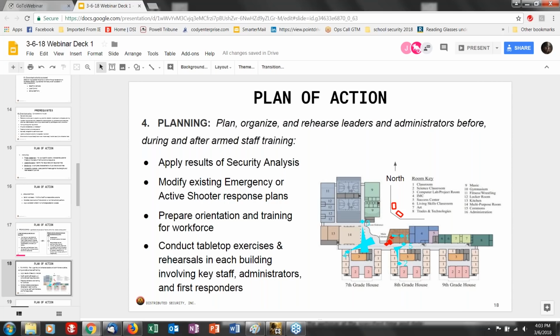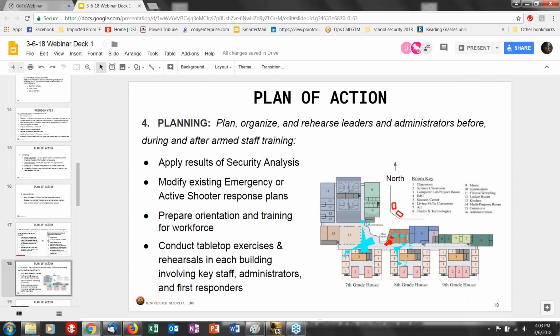You will have to consider and prepare orientation and training for the rest of your workforce, the majority of your workforce who are not going to be armed. And you must, in this planning process, conduct tabletop exercises and rehearsals specific to each building, involving key staff, administrators in those buildings, and first responders. This is a planning process that has to be undertaken to provide the infrastructure for your armed staff before they ever complete their training and go operational.